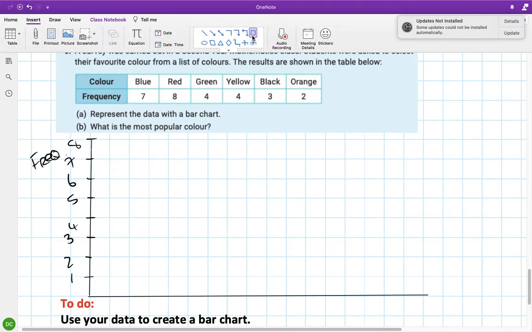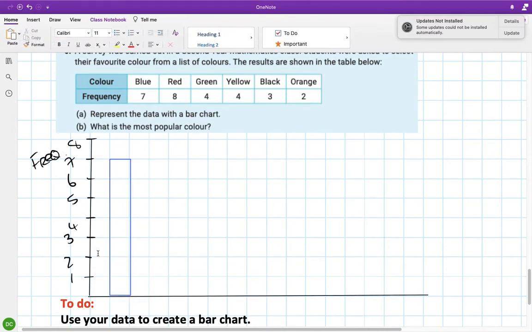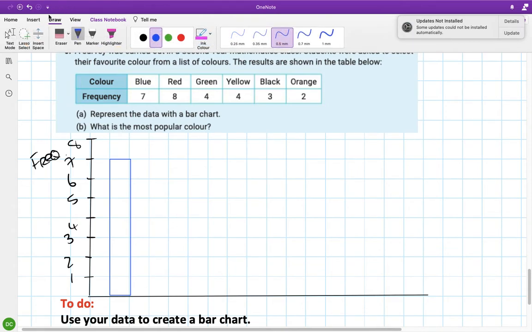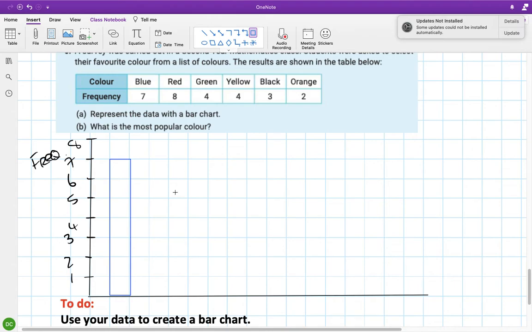Remember I said when you're doing these you have to skip a line before and after, so there needs to be a nice even gap. All the bars need to be the same width, and the gap before the bar needs to be the same as the gap after the bar. I left a 1 square gap before, so I'll leave a 1 square gap after, and I'll put in my bar that goes up to 8.